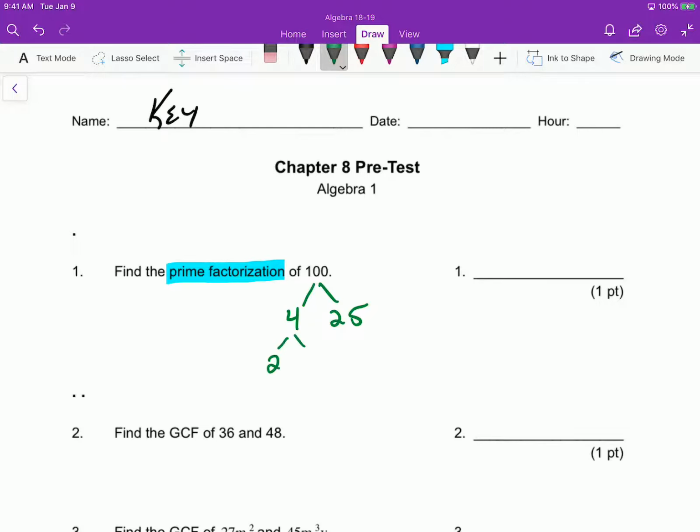I can break that down. That's 2 times 2, and that's prime. And that's prime. And then 5, oh, that's another one. That's 5 times 5. And we can't break down 5 any further. So we've reached our conclusion. That's it. 100 is equal to 2 times 2 times 5 times 5, or the proper way to write our answer would be 2 to the second power times 5 to the second power.